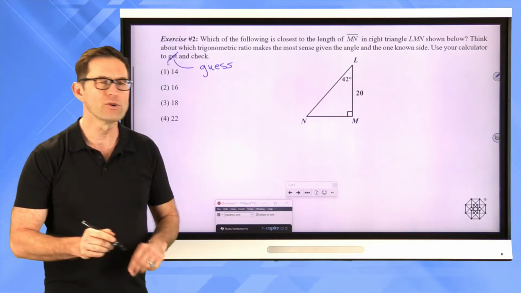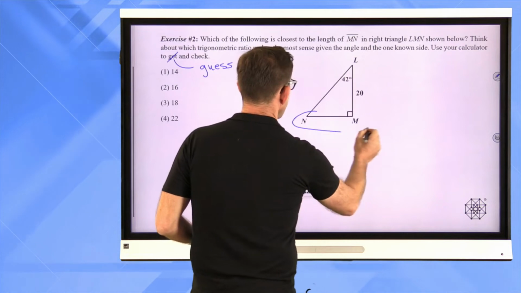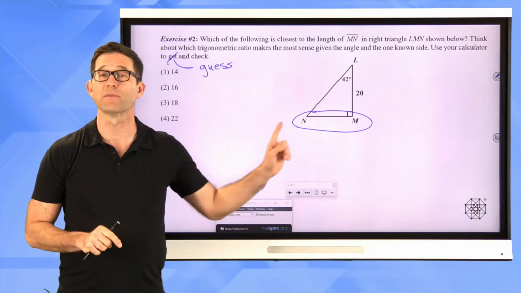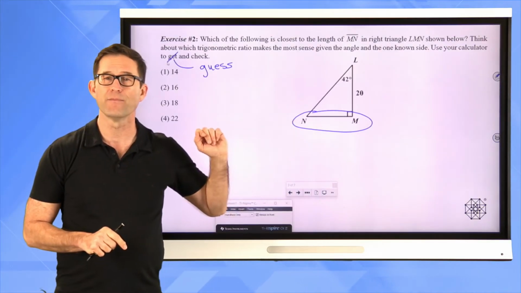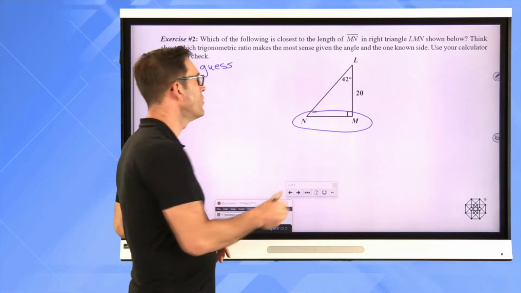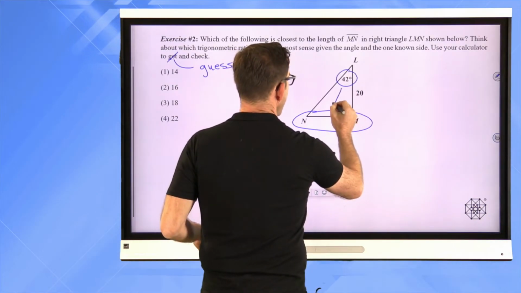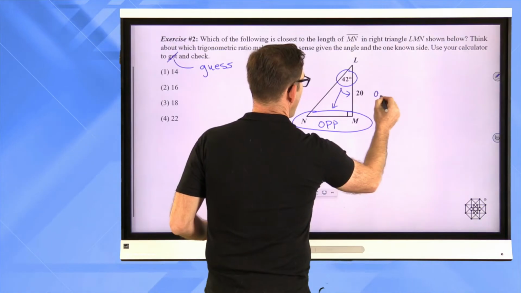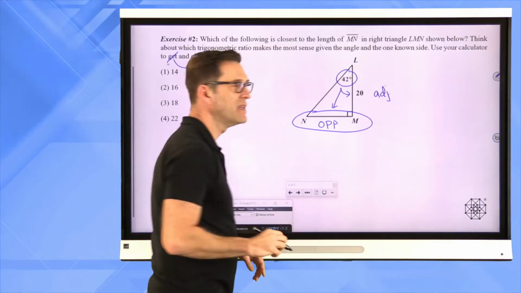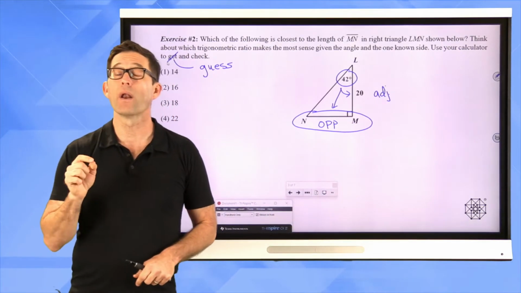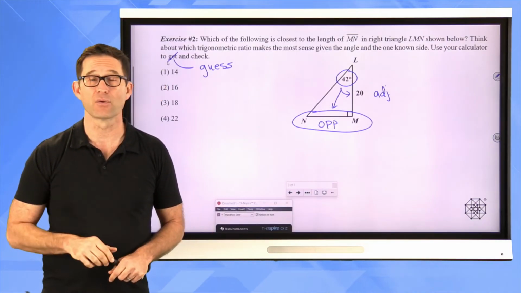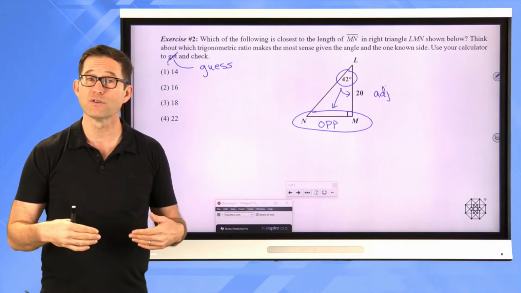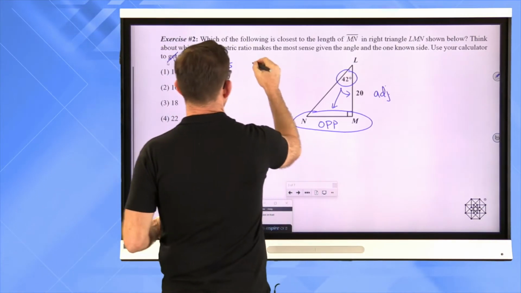Now, what we're trying to figure out is the best choice, not the exact choice, for that length. The one angle I know is my 42 degrees. That is opposite of 42, and that is adjacent to 42. So what I need to use is my tangent ratio. My tangent ratio is opposite over adjacent. So it's all about tangent.